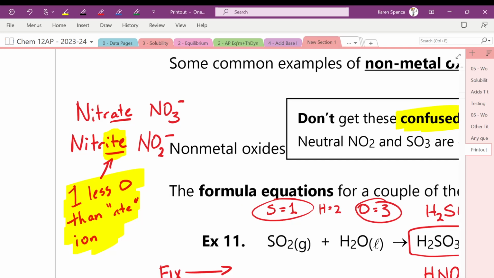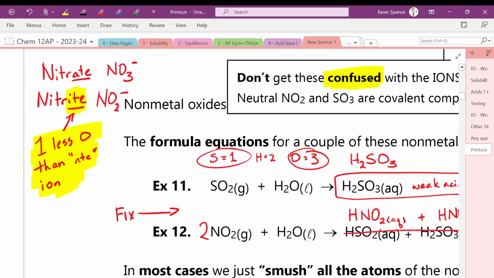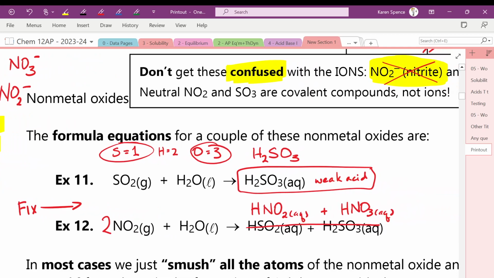Okay, so is it important to know this? Yes, but not deeply important. It's important because it can show up on your regular exam. Are they probably going to make you write this on the AP exam? Probably not. I think the most typical kind of reaction you're going to get will be this one, where you simply take the nonmetal oxide, put it with water, and smush them all together.